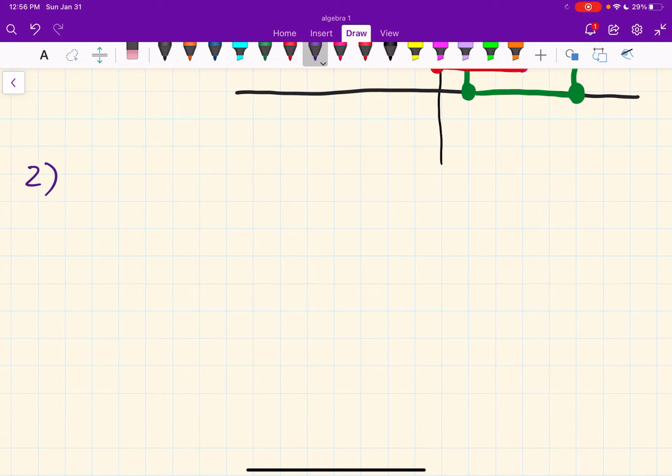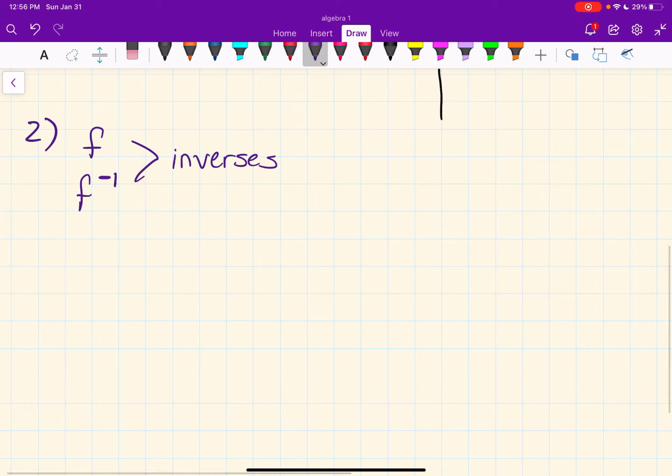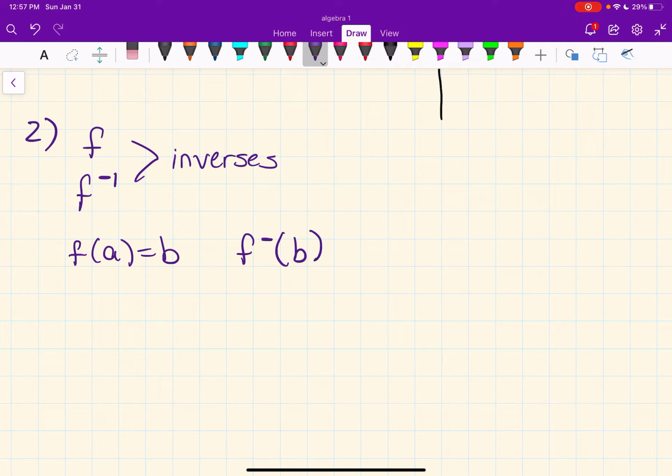Number 2. If f and f inverse are inverse functions, that's just how we note it. And if f of a equals b, then we can say f of a equals b if and only if the inverse, f inverse of b, equals a.